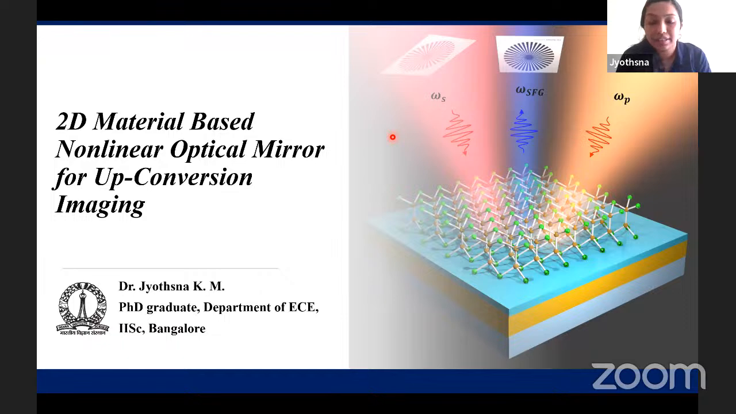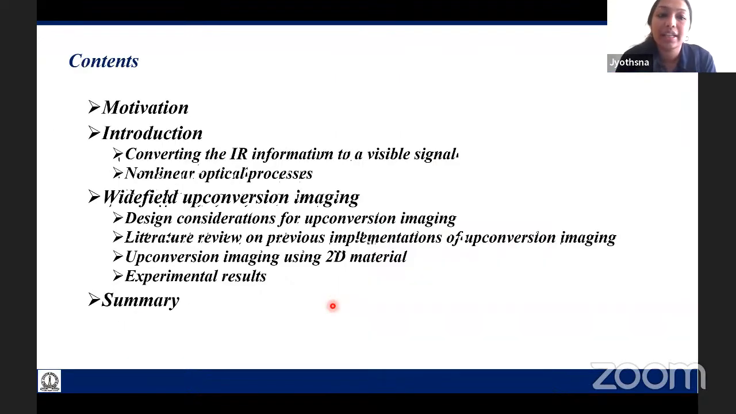So this is the content I'll be presenting today. I'll brief about the motivation behind working towards this 2D material-based nonlinear optical mirror. I'll give a small introduction on the need for converting IR information to visible signal, techniques previously implemented to convert this IR information to visible signal, and I'll brief about the nonlinear optical processes which are generally used.